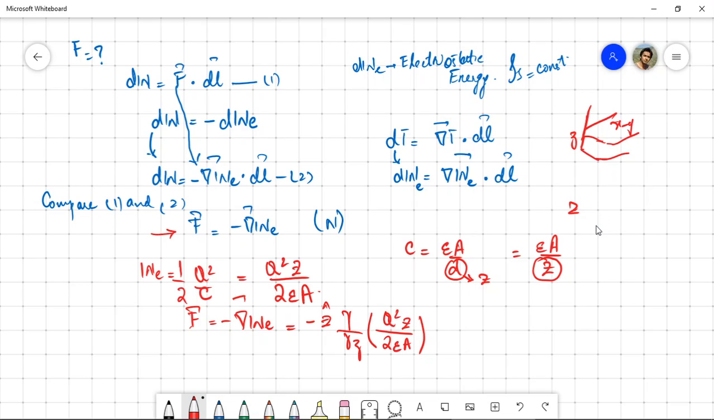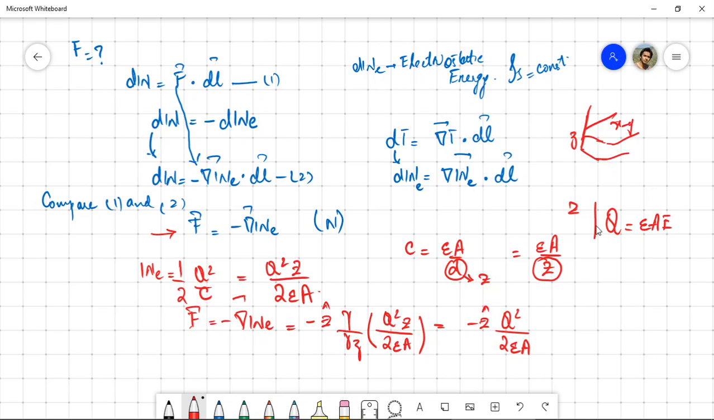All of these things are constant, and the derivative of Z is obviously 1. So the value of F will come out to be minus Z hat Q square over 2 epsilon A. So this is it. Now we know that for a parallel plate capacitor, the value of Q is epsilon A and E.